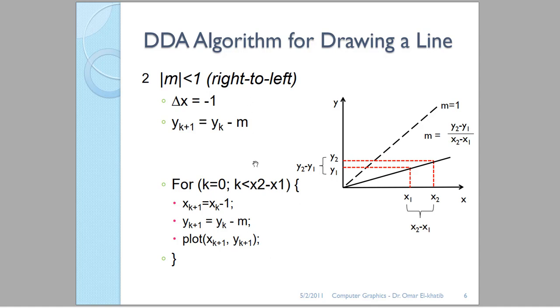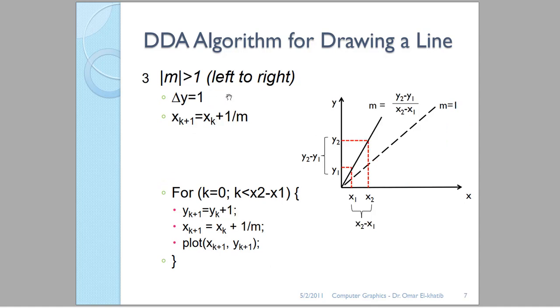Now the third condition is when m is greater than 1 and moving from left to right. Now here is this line. It is above this line, which is m equal to 1. So we are in this region anywhere. Now you see we are considering delta y equal to 1. Here we are going to change y, and the x change will be 1 over m. The change in x will be 1 over m, not m. Because we are moving left to right, x is increasing and y is increasing in this direction.